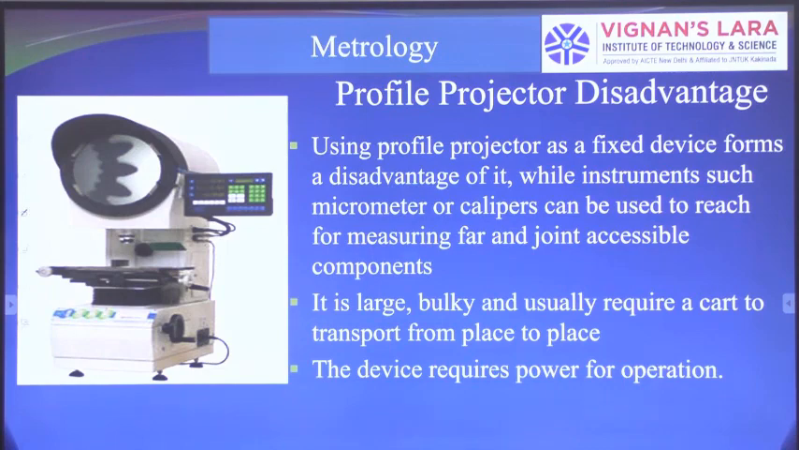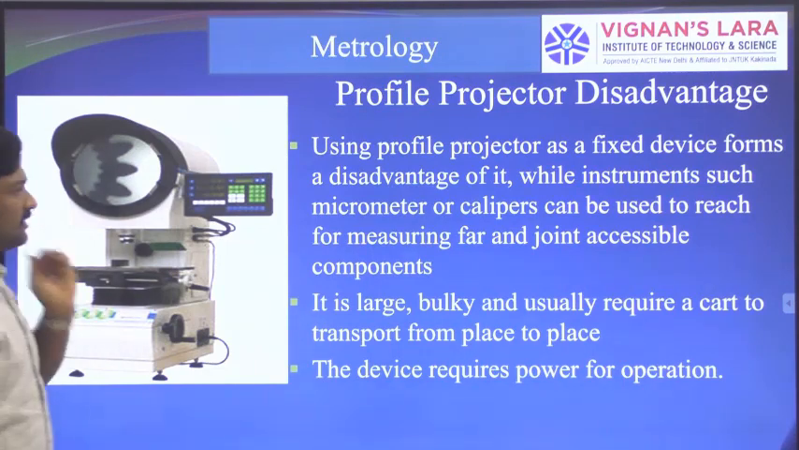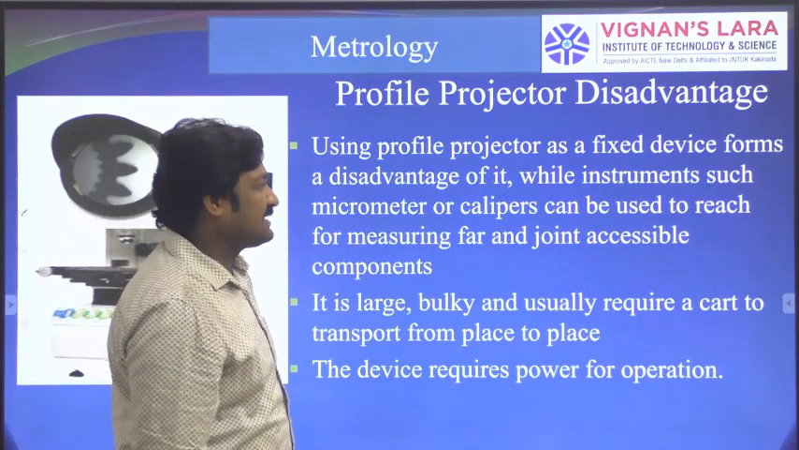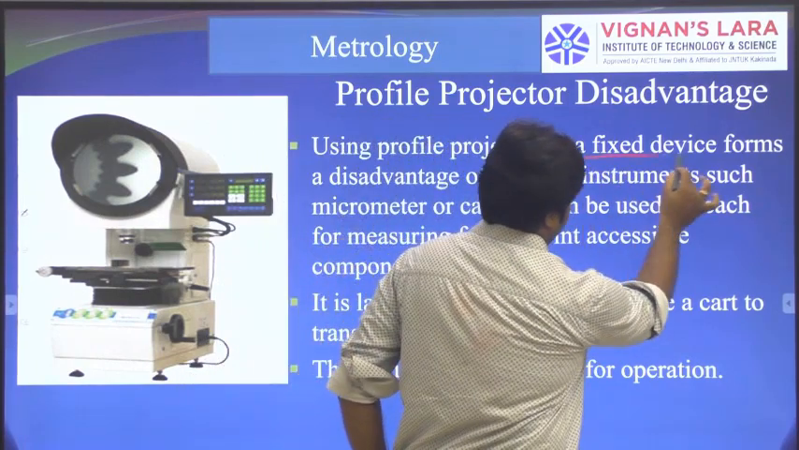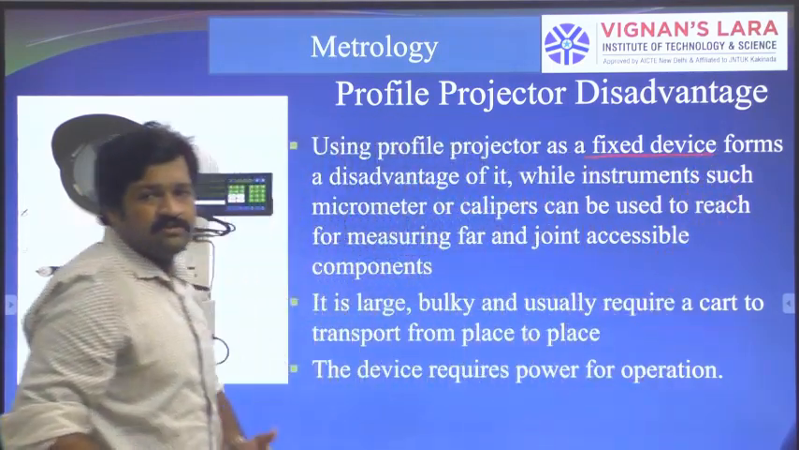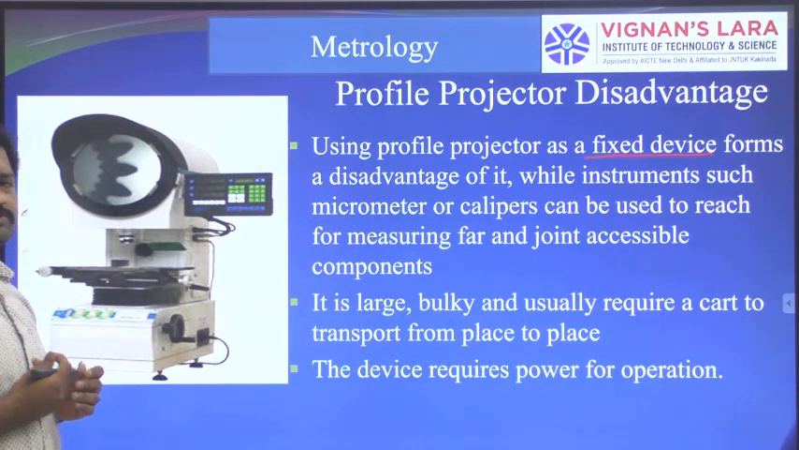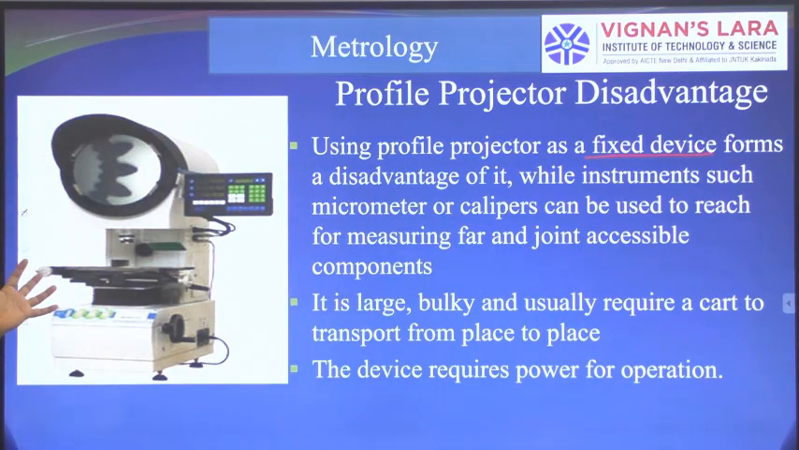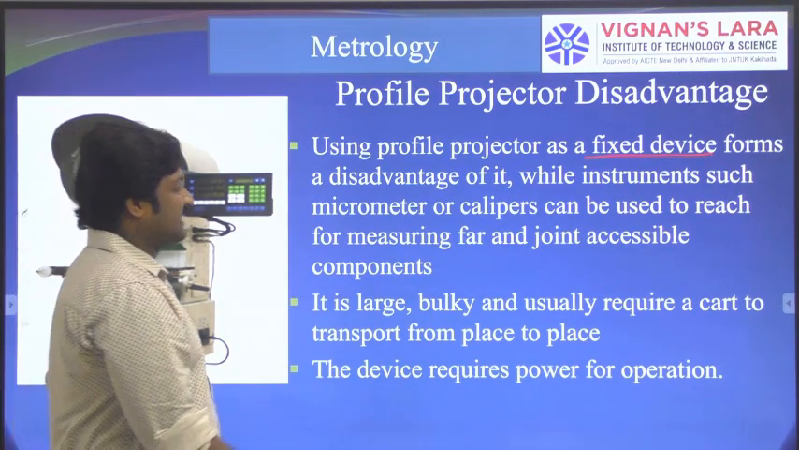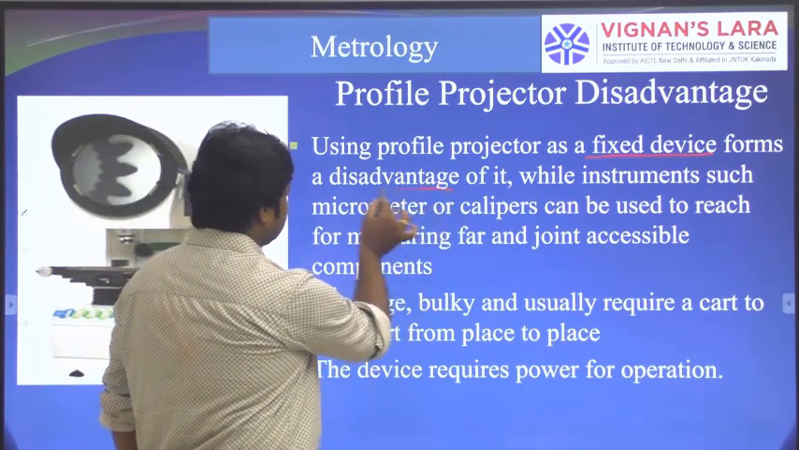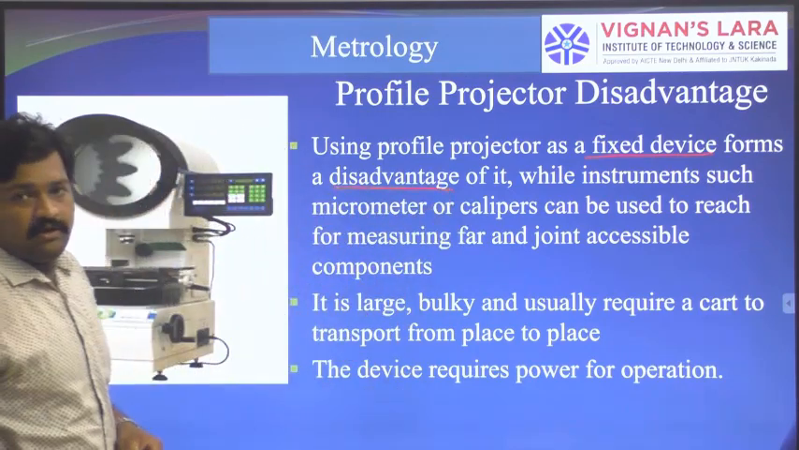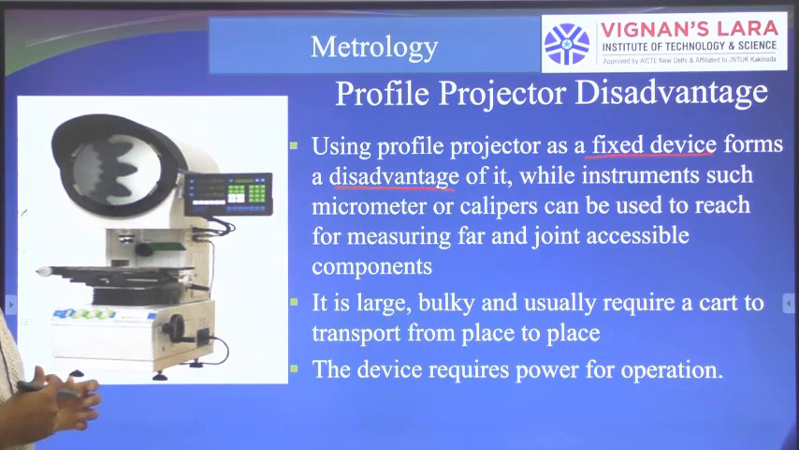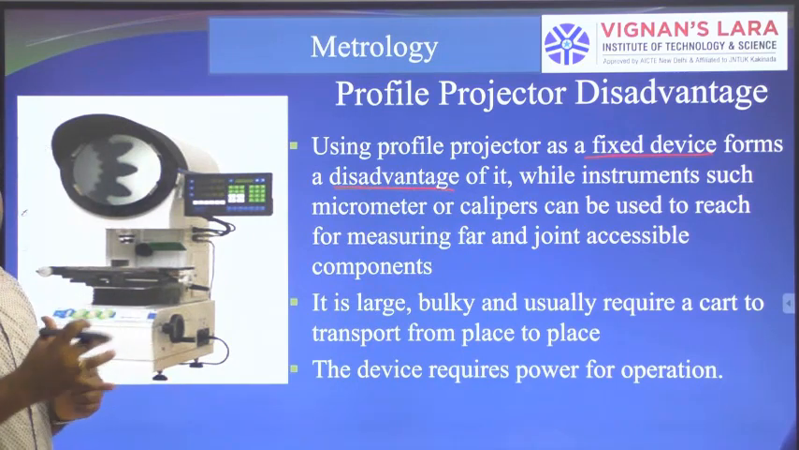Next, disadvantages of profile projectors. Using a profile projector as a fixed device. Comparatively, micrometers and vernier calipers are portable devices, whereas these optical projectors are fixed devices. Projectors being fixed devices forms a disadvantage. Due to its rigid construction, those components cannot be moved from one place to another.